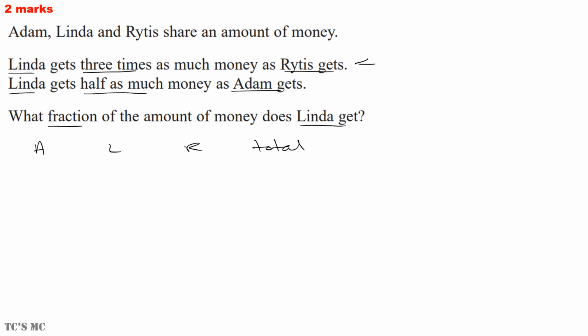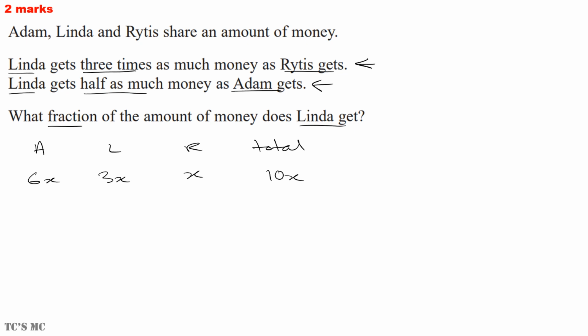Looking at this line over here, I am going to say that Ritus gets x amount. If Linda gets 3 times as much, Linda must have 3x. Looking at this line, Linda gets half as much money as Adam. 3x is half of what Adam got, so Adam must have 6x. The total of all of these shares is 10x. Now I have 1 mark.